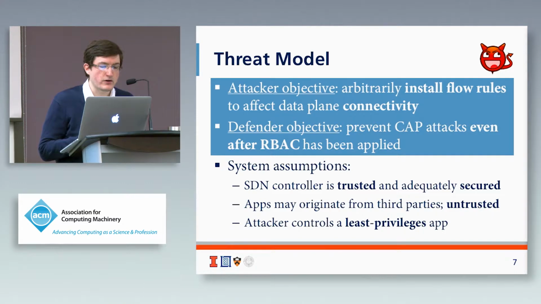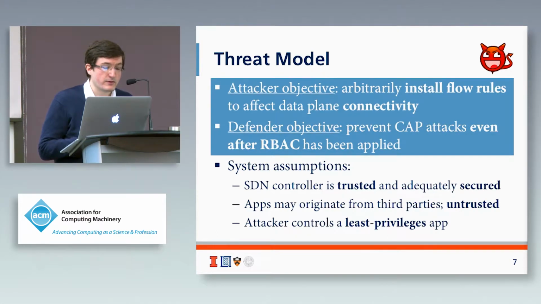We assume that an attacker here wants to arbitrarily install flow rules into the network to affect data plane connectivity. In doing that, they can allow different end hosts that they might control on the network to communicate with each other, for instance, to do lateral movement attacks. So if an attacker can install flow rules, then they've now used the SDN as part of the attack surface to their overall campaign of what they want to accomplish.